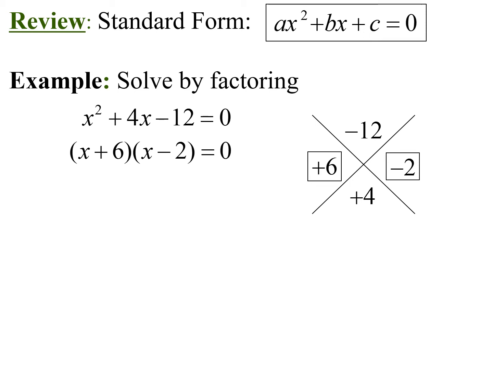So now I'm going to use that zero product property and set x plus 6 equal to 0 or x minus 2 equals 0.